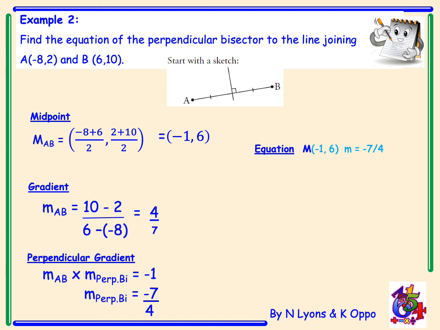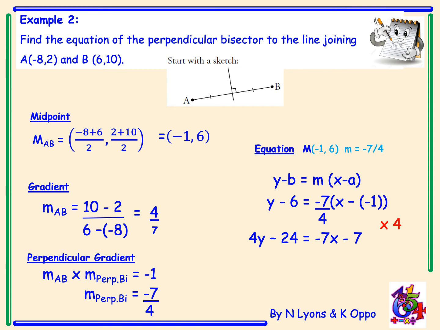We're going to use this gradient of -7 over 4 and the midpoint -1, 6 to find the equation of the perpendicular bisector. Inserting these values, we get y minus 6 equals -7 over 4, x take away -1. Before we expand our bracket, it's best to remove the fraction by multiplying everything by the denominator. So I'm going to multiply the whole equation by 4.